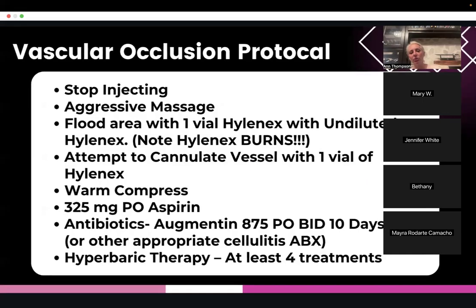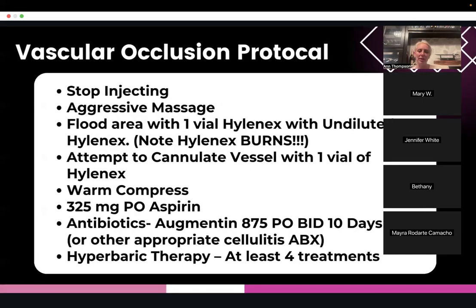This is our vascular occlusion protocol. You're going to stop injecting and then you're going to do aggressive massage to the area. If it is a compression VO, this should take care of it. If it is an intra-arterial one, as long as you're not injecting a large bolus, you should be able to help move some of that product around. You are then going to flood that entire area with Hylenex, undiluted Hylenex.